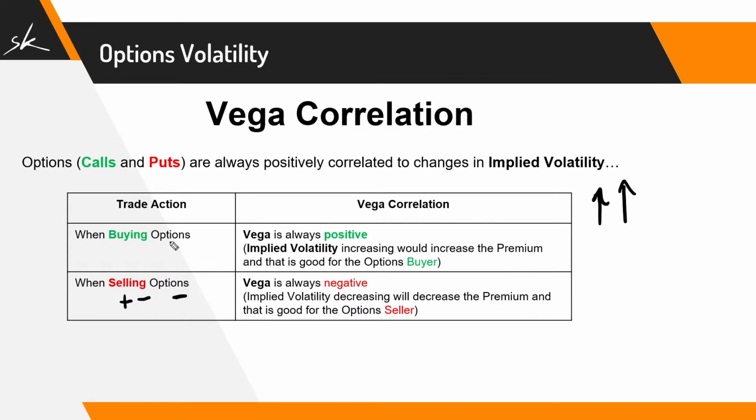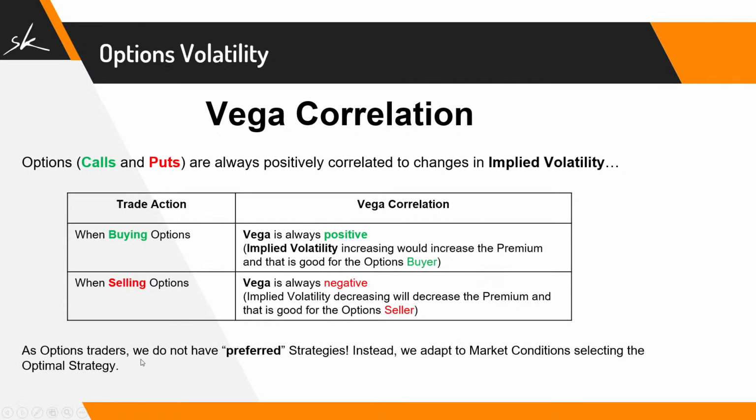So that is why when you're buying options, Vega is having a positive correlation. When you're selling options, no, I won't say it has a correlation. So when you're buying options, Vega will be positive, and when you're selling options, Vega would be negative, right? So that is what is going to happen.